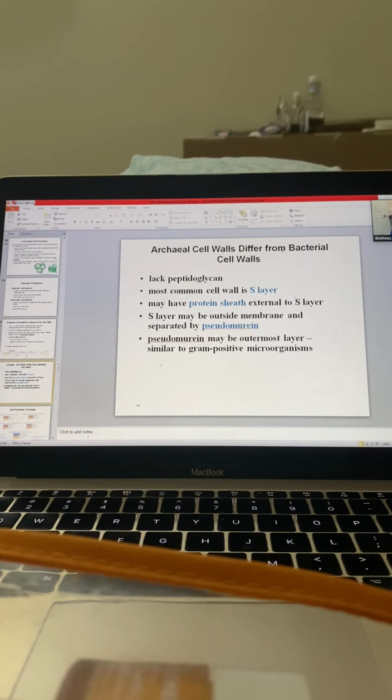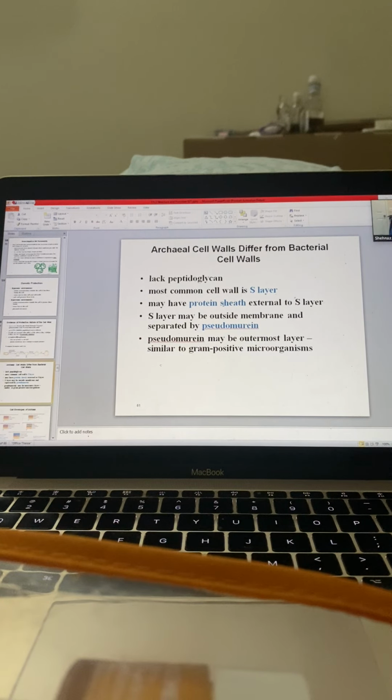Now we'll talk a little bit about the archaeal cell. We will look at how their cell walls differ from bacterial cell walls. True peptidoglycan, which I showed you the structure of, that exact structure is lacking in the cell walls of archaea. The most common cell wall is an S layer, which is a protein layer. Remember the S layer we talked about? So the S layer is the most common type of cell wall in archaea.